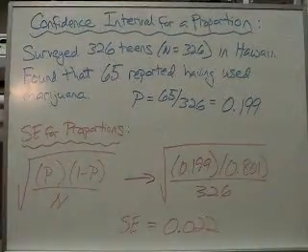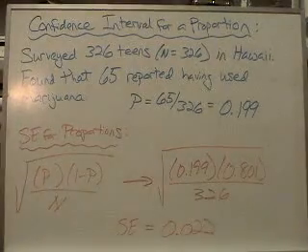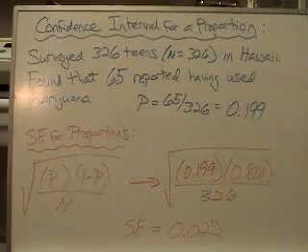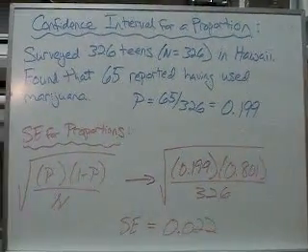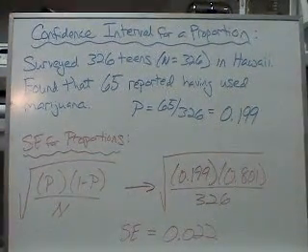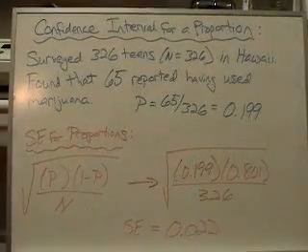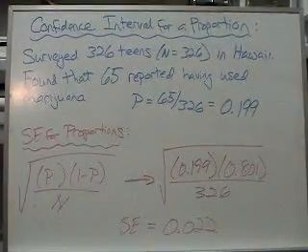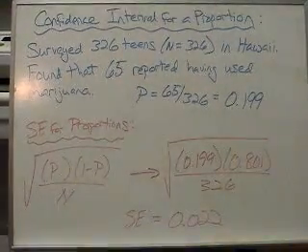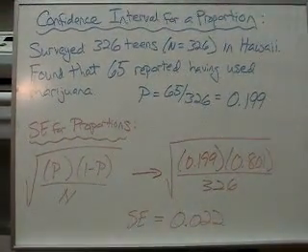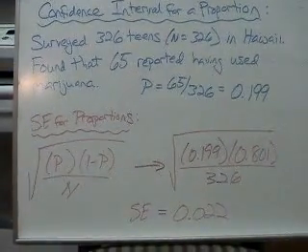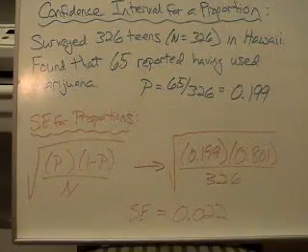Our overall population is we're trying to understand how many teenagers in Hawaii have used marijuana. It's too hard to survey every teenager in Hawaii, so we took a sample of 326. If 65 reported that they used marijuana, then to get your proportion, you just take that 65 and divide it by your N size of 326. And you get 19.9%, or a proportion of 0.199.